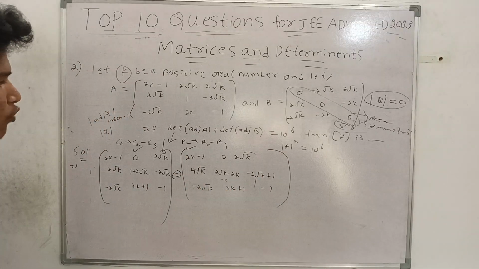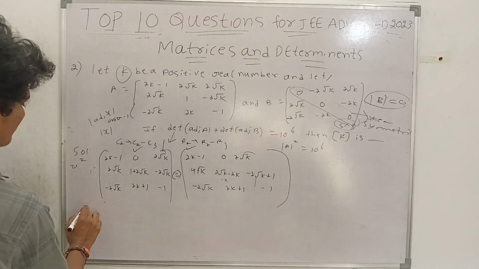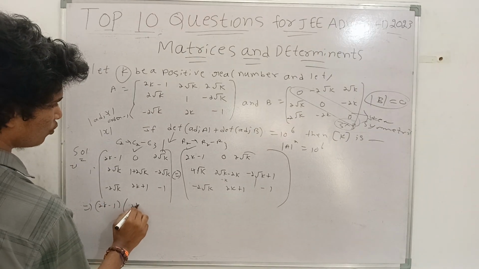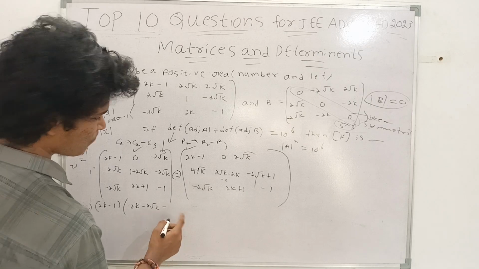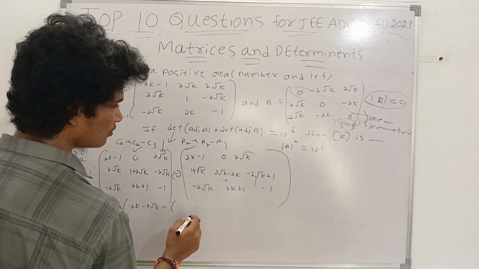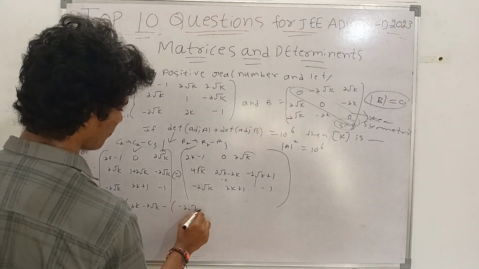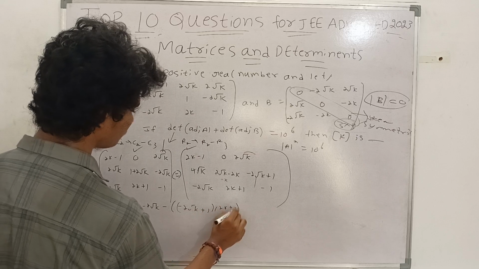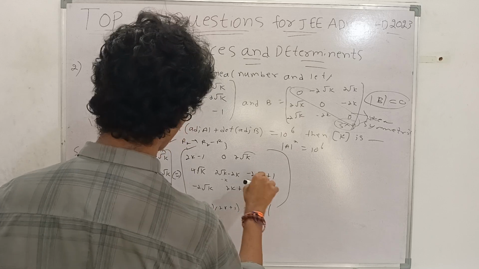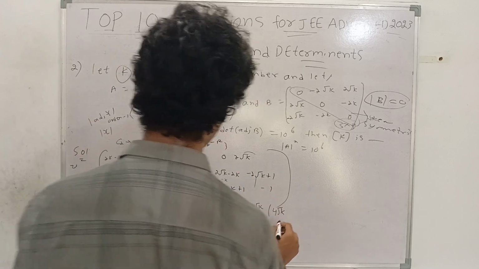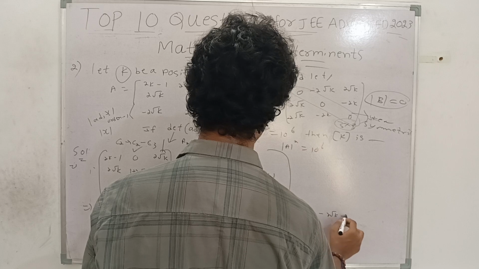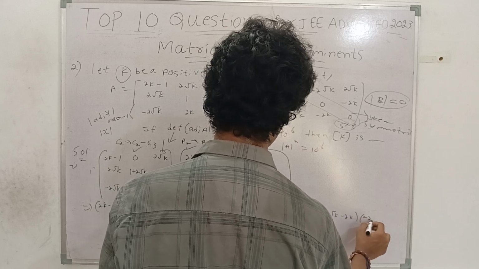This is the thing. Now we are somewhat able to make this easy to multiply. That is 2k minus 1 into 2k minus 2 root k minus, if we have to multiply these things, minus 2 root k plus 1 into 2k plus 1. Now it's completed, and here it is plus 2 root k into 4 root k, 2k plus 1, minus 2 root k minus 2k into minus 2 root k.